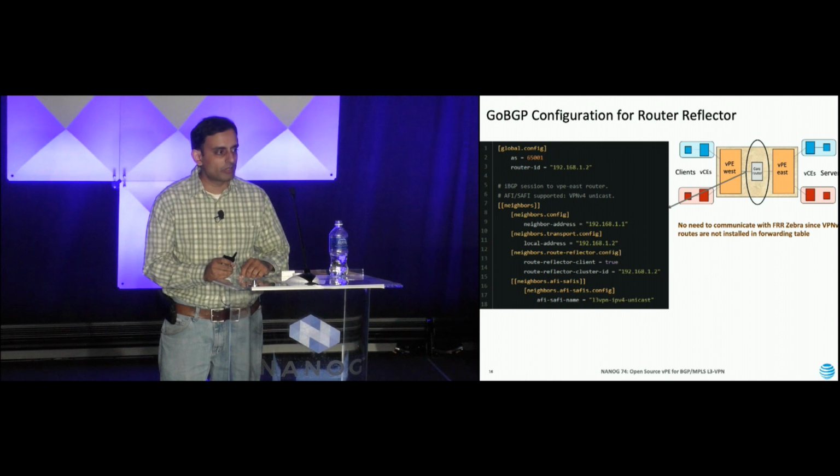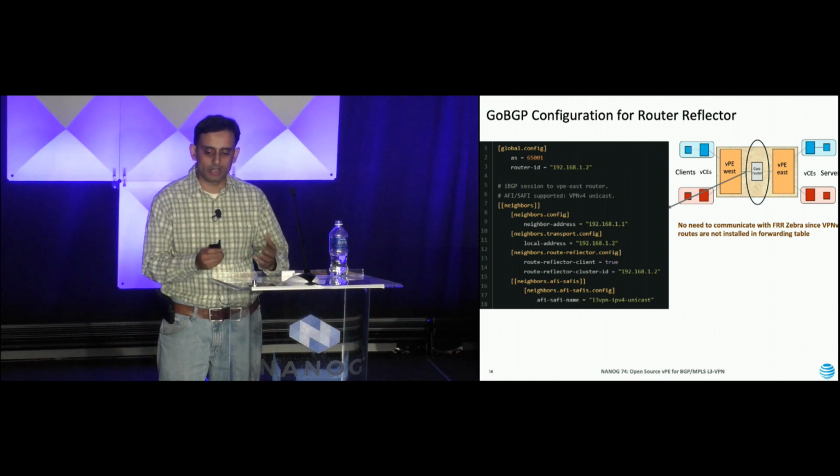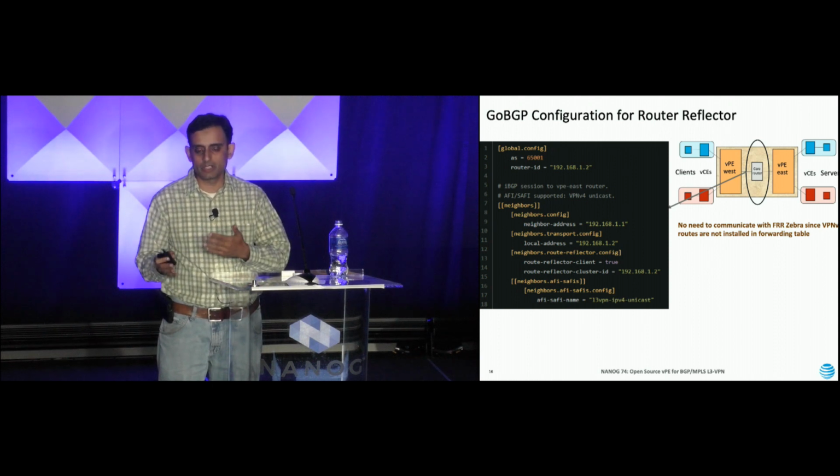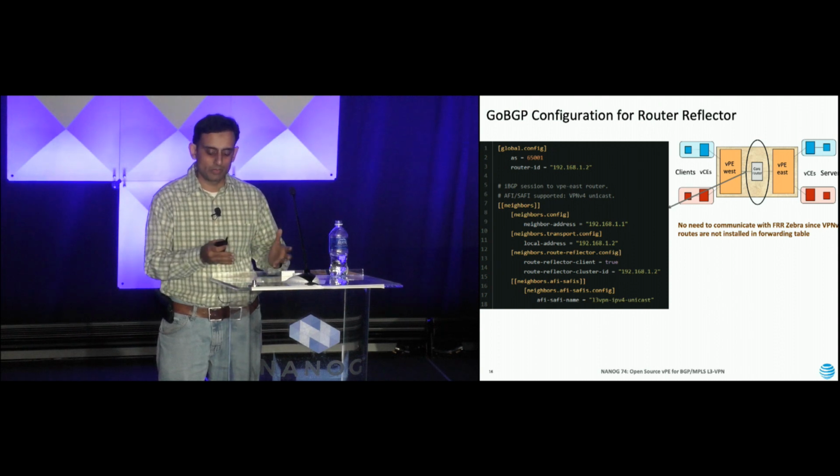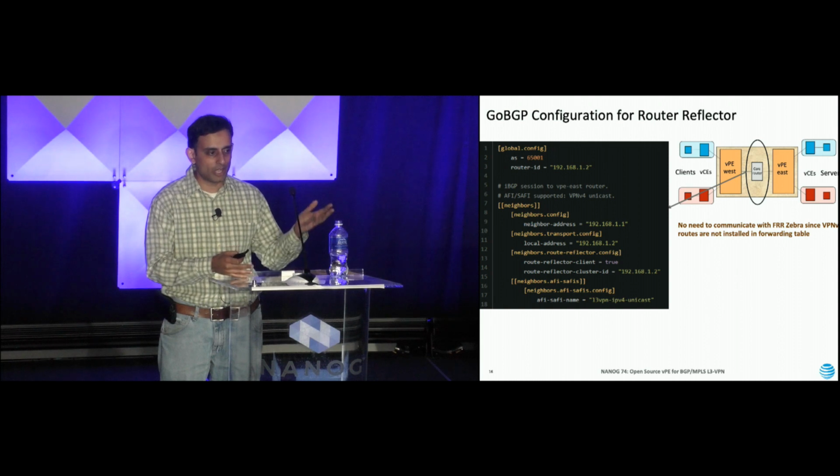This is GoBGP configuration for Route Reflector. Again, on Route Reflector, which is co-located with the core router, we use GoBGP as our BGP process. The configuration is fairly standard. You configure AS number, router ID, etc., and then there is the iBGP session for VPE East, and similarly there is another session configured for VPE West.